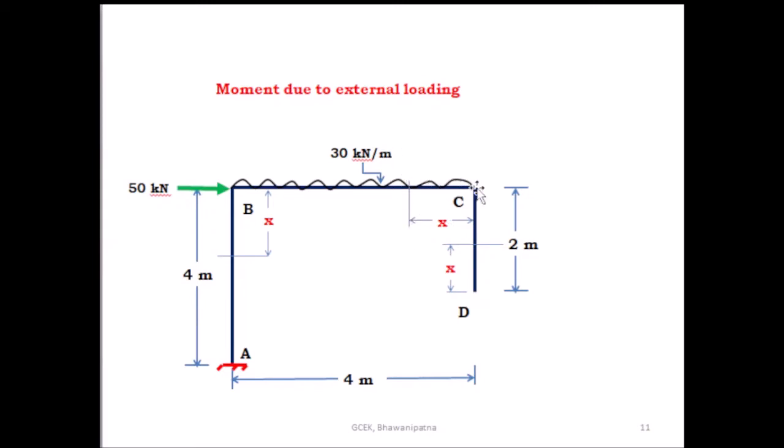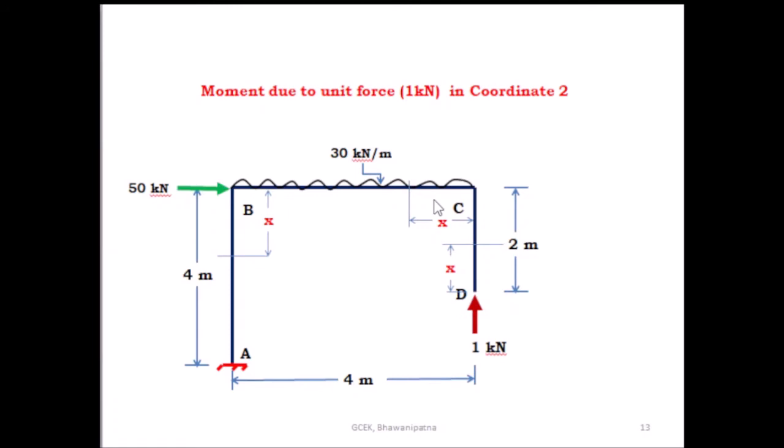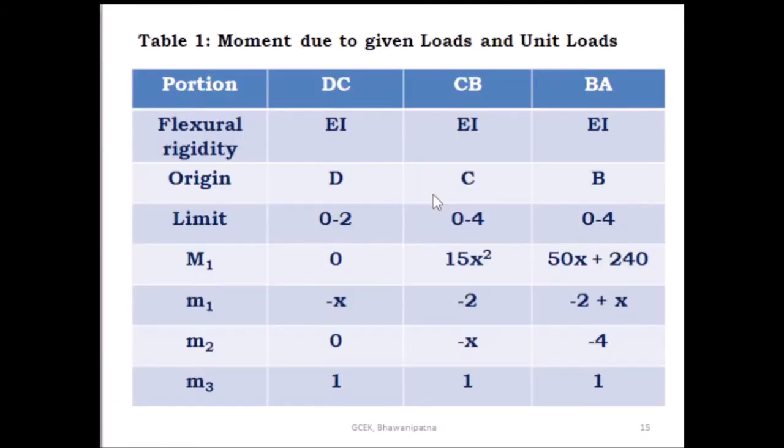Because the load present here is 30 kilonewton per meter, the total load is 30 into x. And what is the moment? The central distance for this section is x by 2. So 30 into x by 2, 30 x square by 2, is equal to 15 x square. Here you see in tabular form: for DC it is 0 and for CB it is 15 x square.